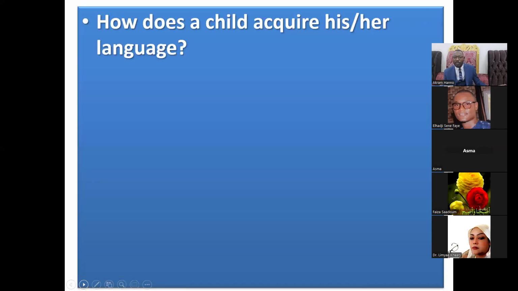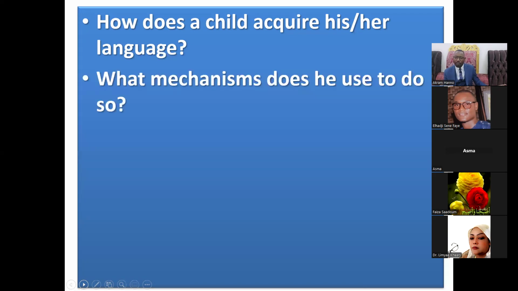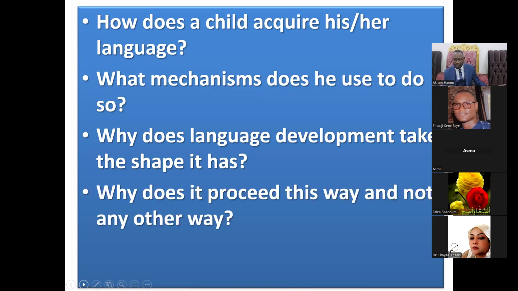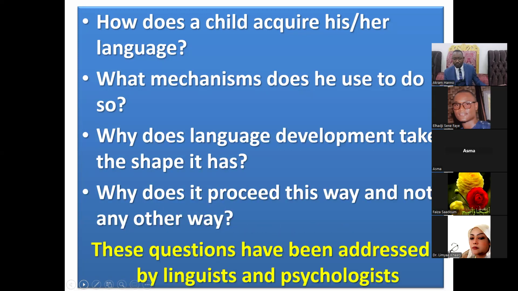How does a child acquire his or her language? What mechanism does he use to do so? Why does language development take the shape it has? Why does it proceed this way and not another way? All these questions have been raised or addressed by linguists and psychologists. So today's webinar is focusing only on theories and theorists.